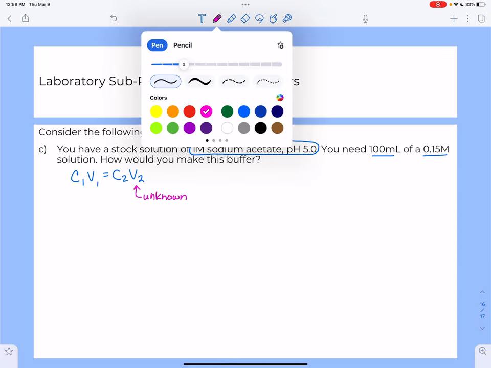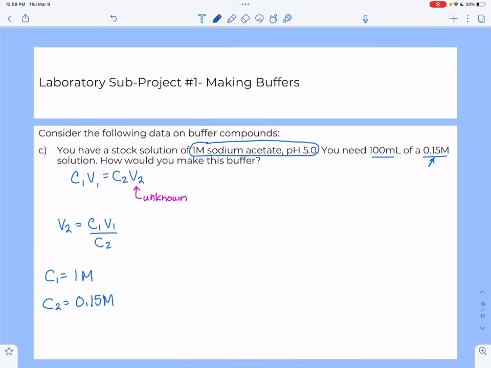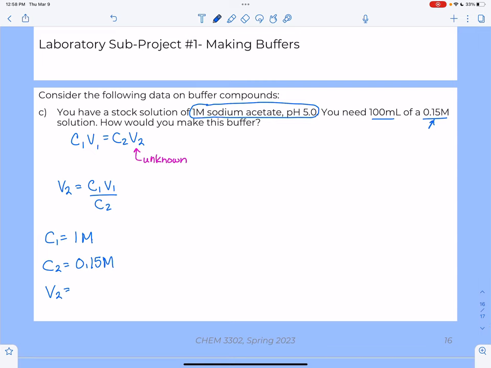Our V2 is going to be equal to C1V1 divided by C2. Okay, so our concentration 1 is the concentration of the original stock, so that's 1 molar. And then our concentration 2 is what we want it to be, which is 0.15 molar, or 150 millimolar. And our final volume that we want is going to be 100 milliliters. And I incorrectly said what our unknown was. So our unknown is how much of the stock solution we're going to use. So our V1 is going to be equal to C2V2 over C1. There we go. That's fixed.